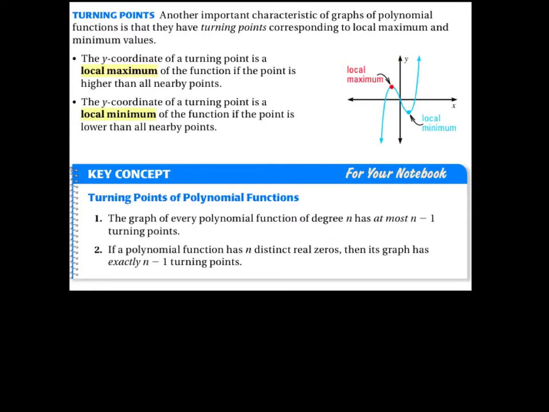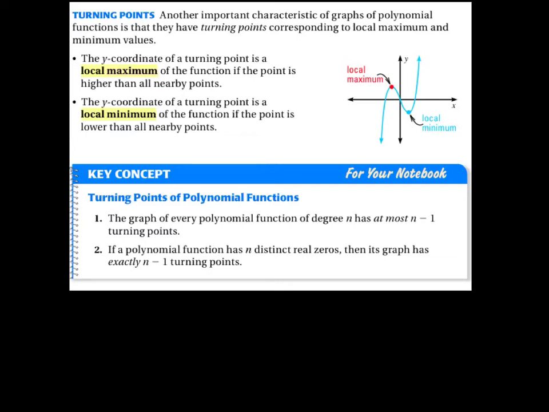So this is where you guys need to start taking notes. This is the new material which was not covered in class. So take a couple minutes and copy down everything you see on the screen. Press pause. So in class today we discussed the end behavior of polynomial functions.